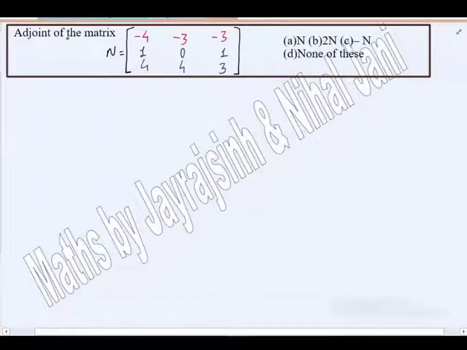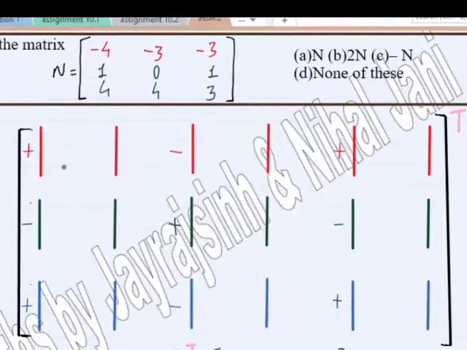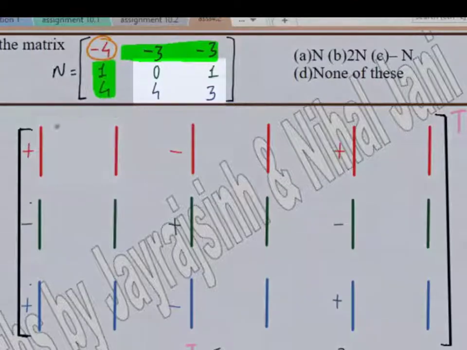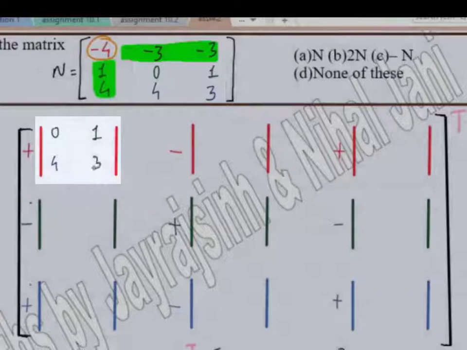We have to find the adjoint of matrix N, and for that we are going to need our predefined format. Here it is, our adjoint with space for the respective cofactors. So without wasting time, let's fill them. Our first cofactor, at a11, will have a positive sign, and to get its determinant we need to ignore the first row and first column. So here we'll get 0 1 4 3.